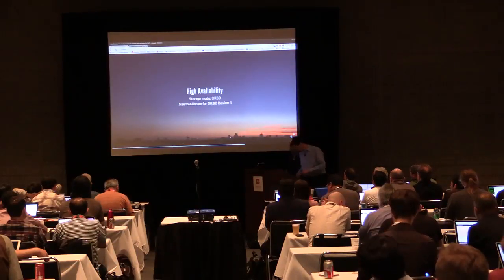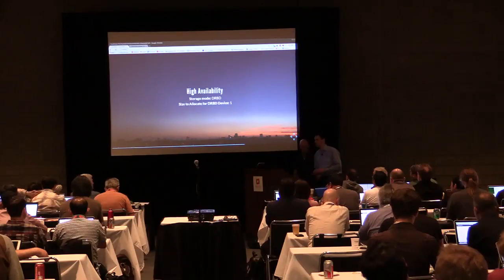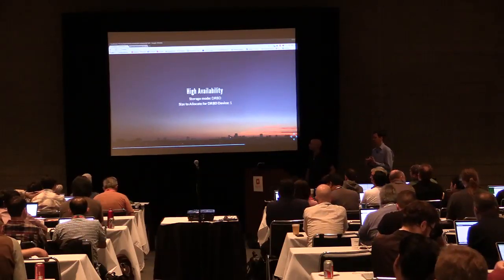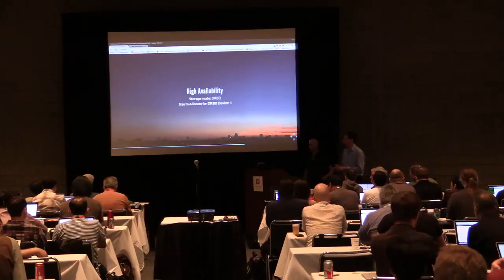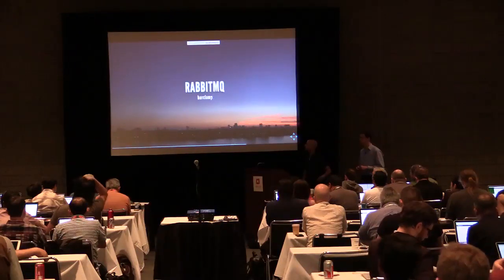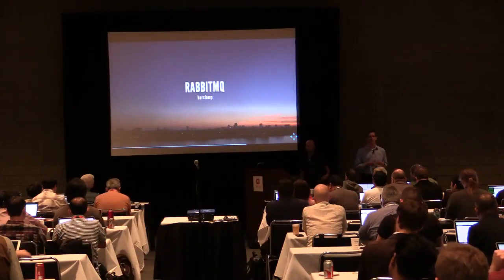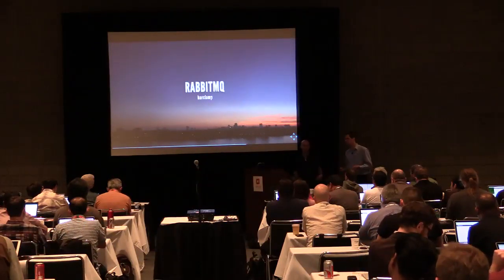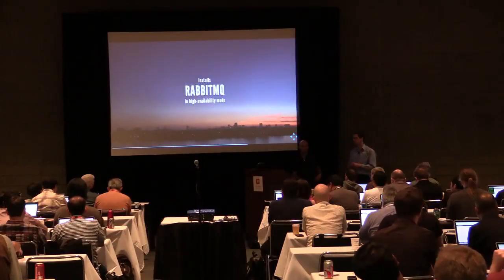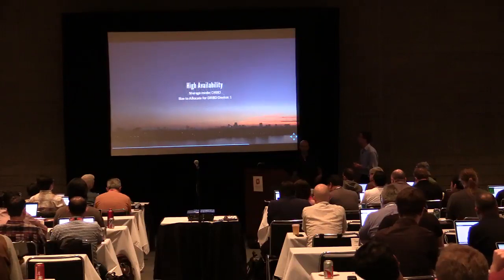Okay, so next thing we're going to do, we have a database, which is what we need for our stateful, non-volatile data. Next we're going to need an AMQP service. And guess what? There's a barclamp for that. That's the RabbitMQ barclamp, which installs RabbitMQ in high availability mode.